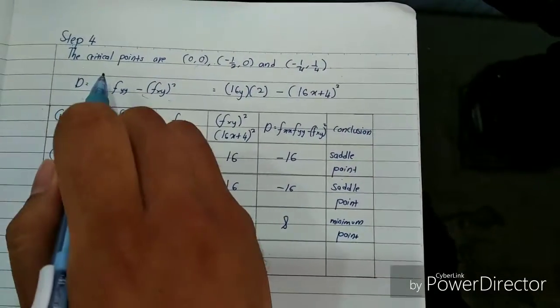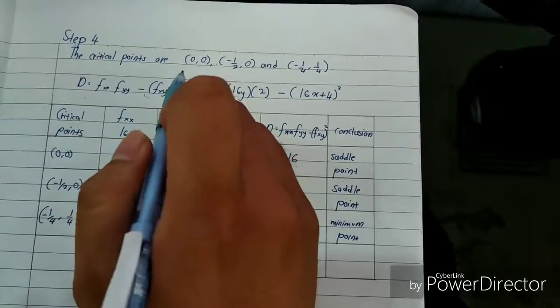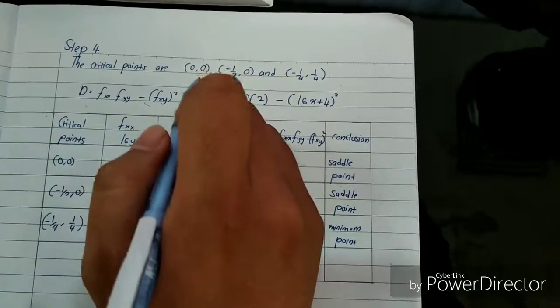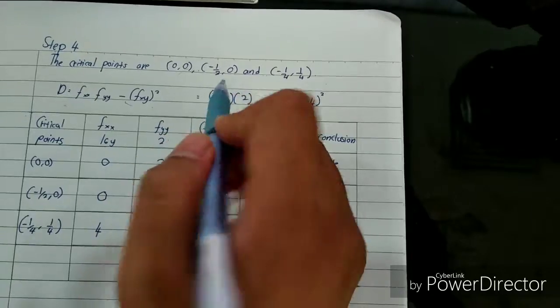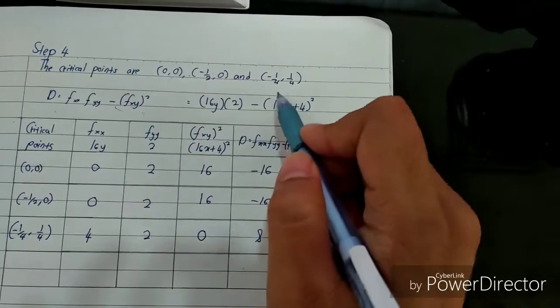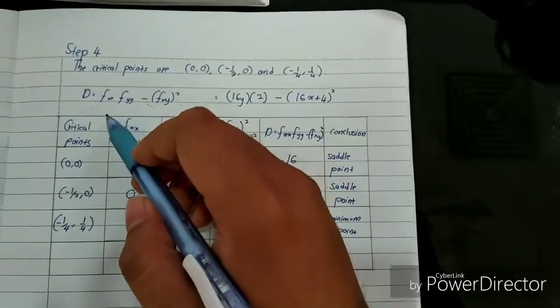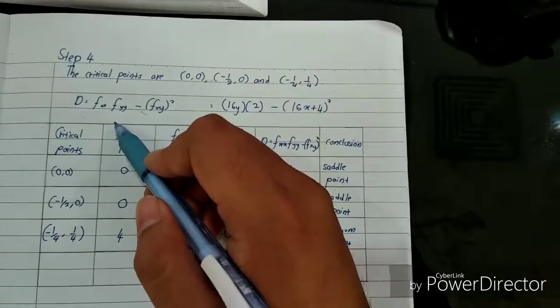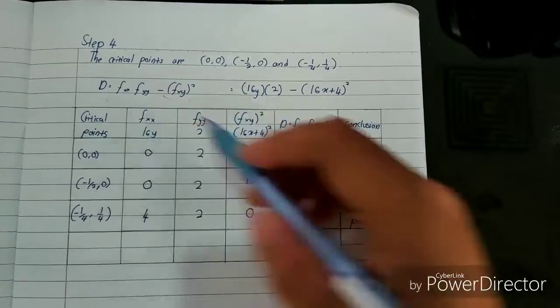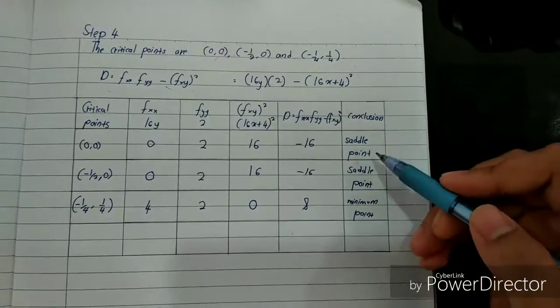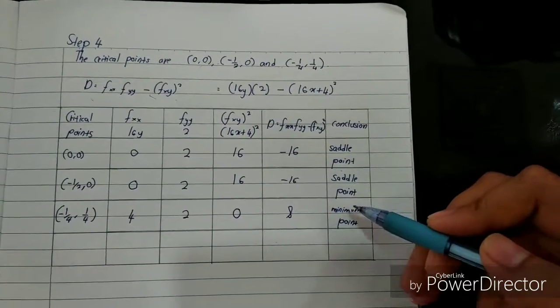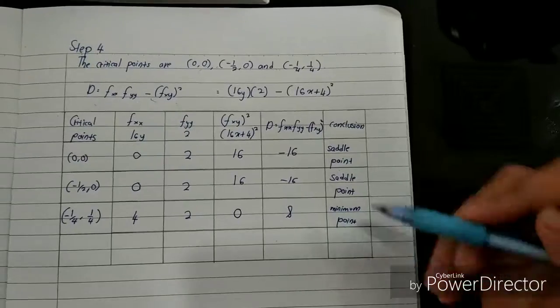Next, step 4. We already have the critical points (0, 0), (-1/2, 0), and (-1/4, 1/4). Next, we need to use the second partial derivative test formula to test whether it is a saddle point, minimum point, maximum point, or no conclusion.